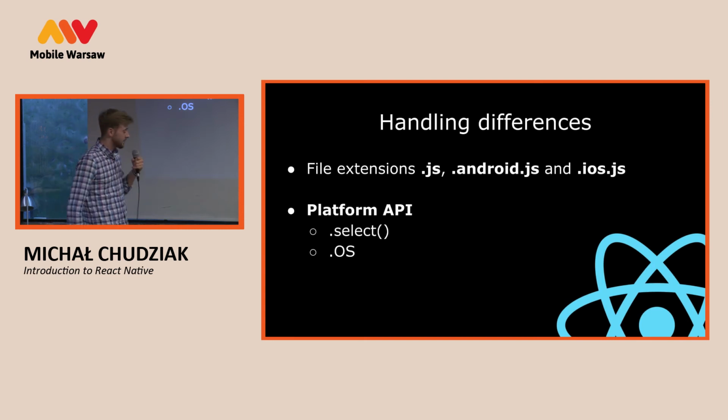But also for the smaller cases, we have the Platform API, and we can use Platform.OS to get the constant of the operating system which React Native is running on. And also Platform.select, which is a simple method which takes an object as a parameter, and this object has Android and iOS keys, and the value from the proper platform will be returned for this kind of variable.